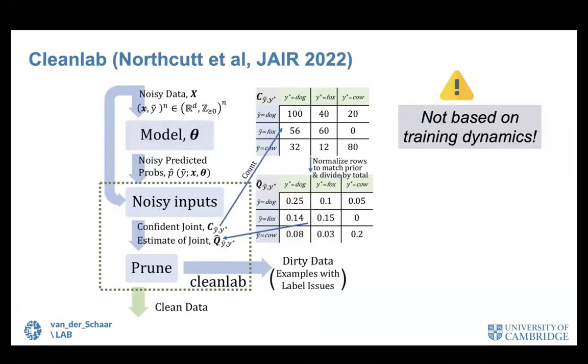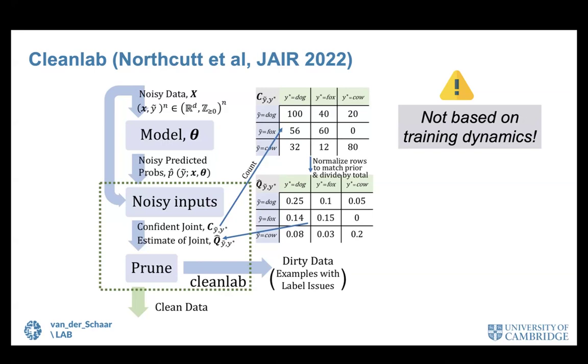I then want to flag one last method, which is not actually training dynamics based at all. It's a paper from Northcutt et al. from the Journal of AI Research. They don't take the perspective of training dynamics, but it's still this idea of auditing a data set. Their idea is that, given you have some trained machine learning model theta that you can see, and you have some potentially noisy data set, how can you estimate some noise transition matrix, which you can see in this picture there?